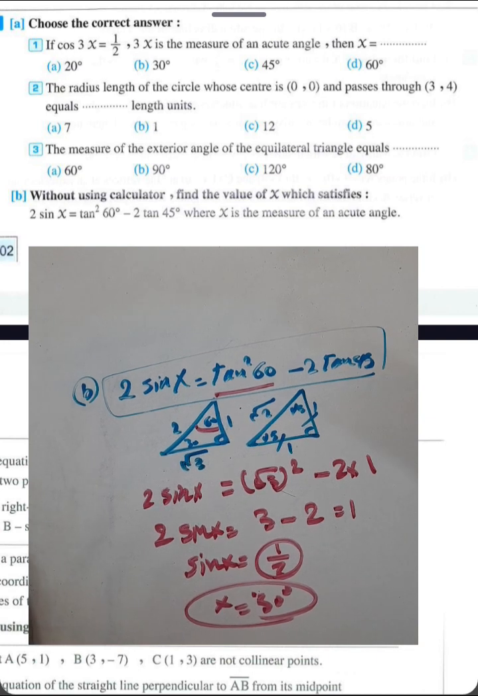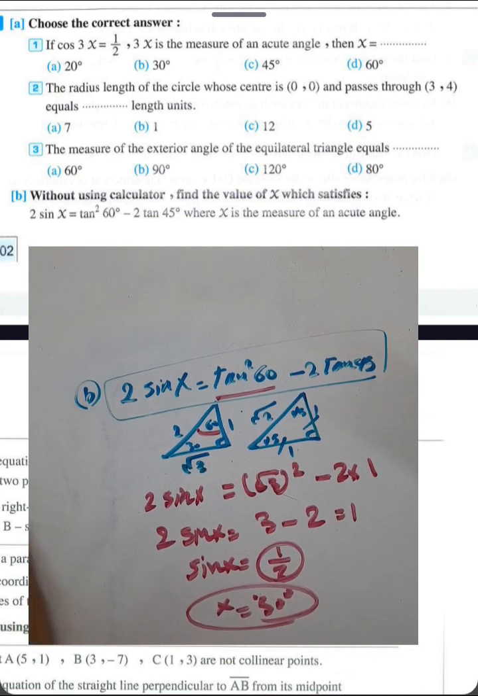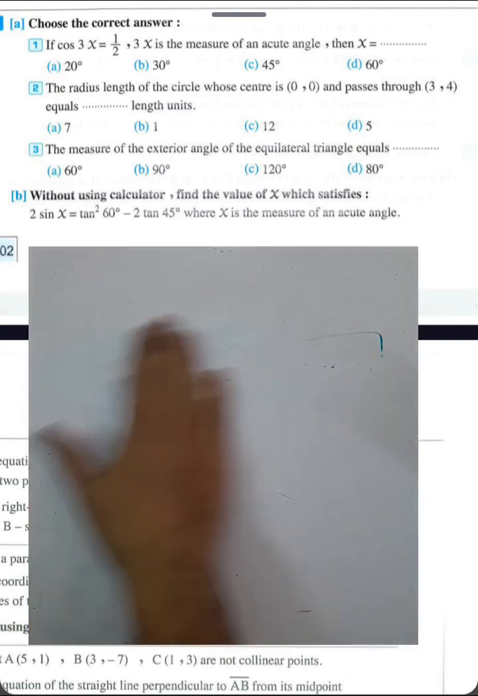Okay, it was the question. You want to find x. Okay, question here letter B. Next example.